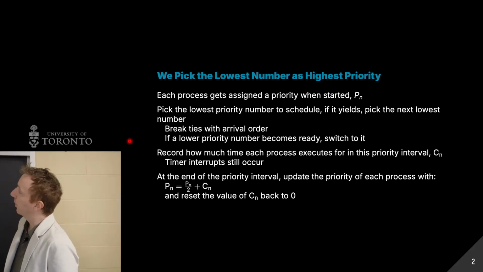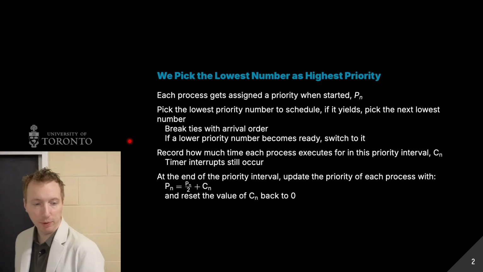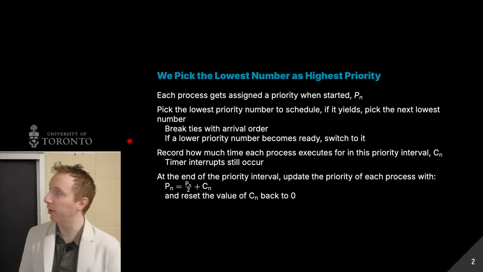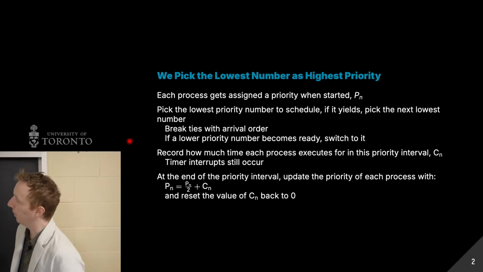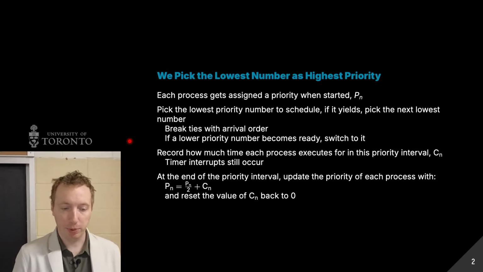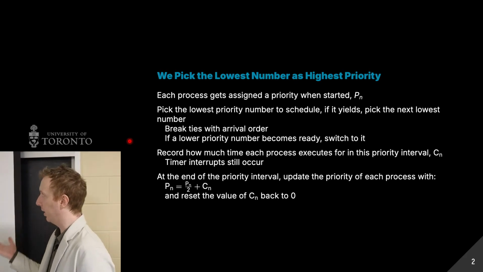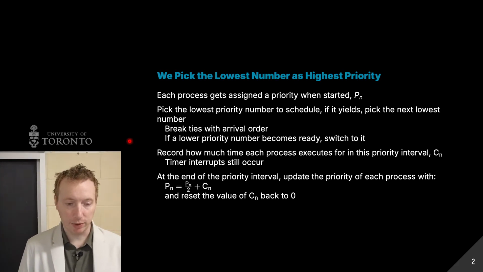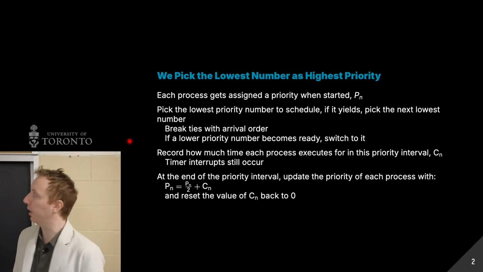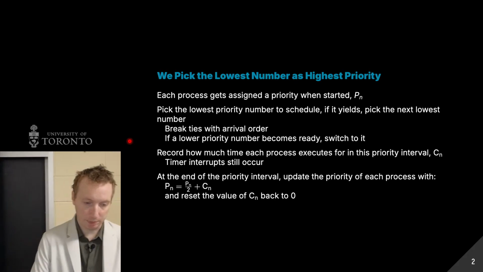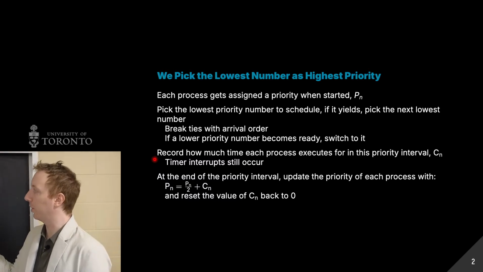For this scheduling, it's easiest to pick the lowest number as the highest priority, because it will simplify our formulas and how we readjust things. Each process gets assigned an initial priority when it starts. We'll call it P of n. The scheduling algorithm just picks the lowest priority number to schedule. If it yields, blocks, or gives up its execution, then we pick the next lowest number. We will break ties with arrival order. And if a lower priority number becomes ready, we would immediately switch to it. So this is preemptive.